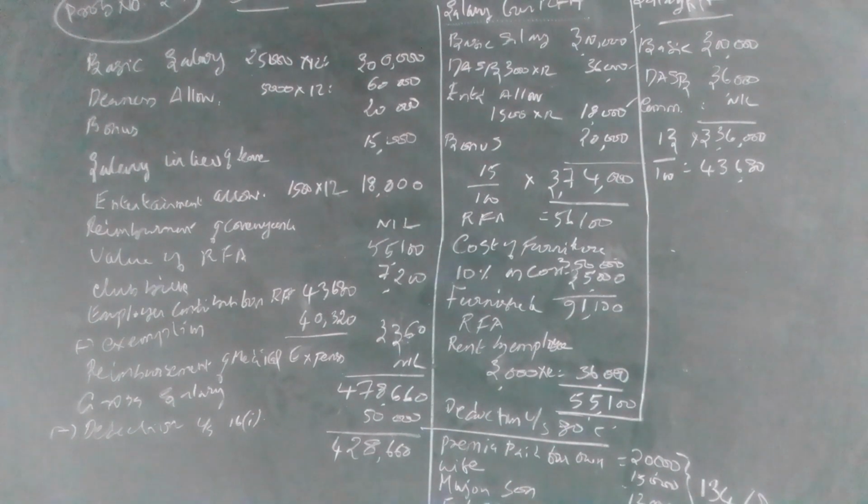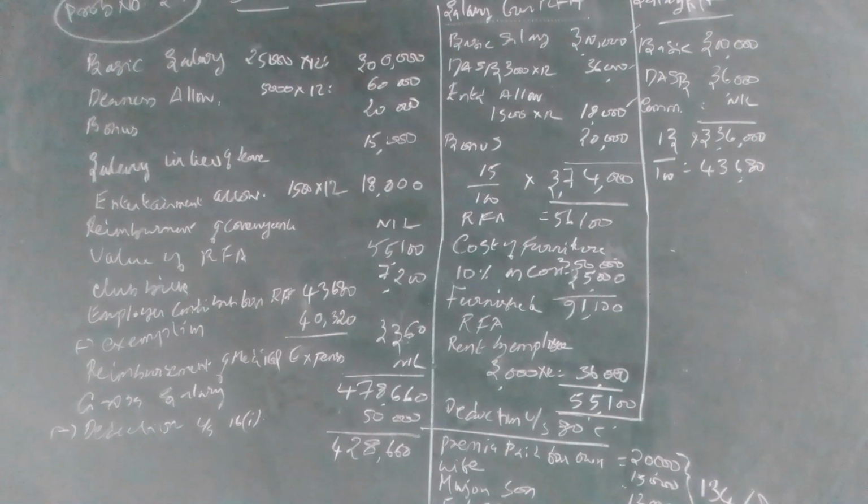Then, reimbursement of conveyance is not taxable. Here it is given as reimbursement of conveyance expenditure in performance of duties, so only for official purposes. So it is exempted. Then, value of RFA, rent-free accommodation. If rent-free accommodation is given, what will you have to do? You should see where the accommodation is provided, in which city, who is the owner of the accommodation, whether the company, that is the employer, is the owner, or it is hired accommodation. So all those things you will have to consider.